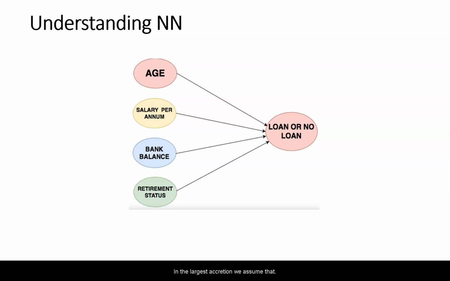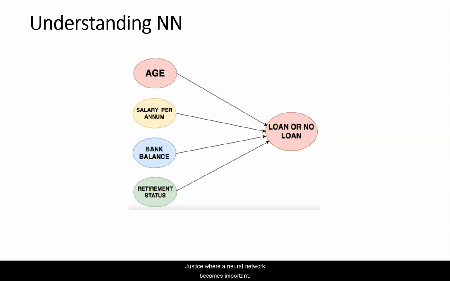In logistic regression, we assume that the outcome will be the sum of these features or attributes. So your logistic regression will take into account the effect of these four features, but will not take into account the interaction between these features or how these features affect the overall loan process.